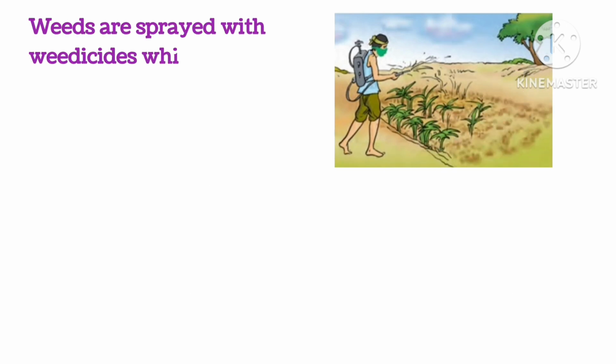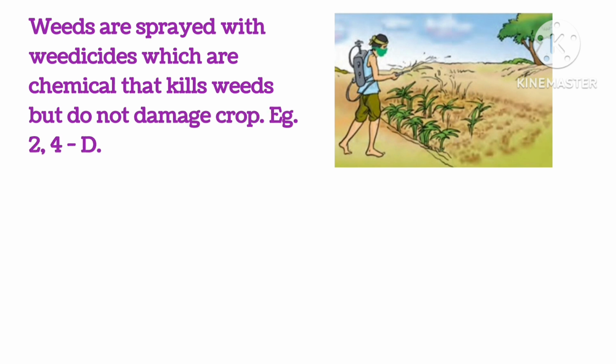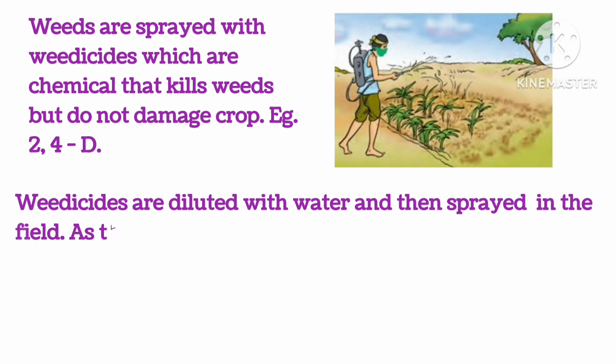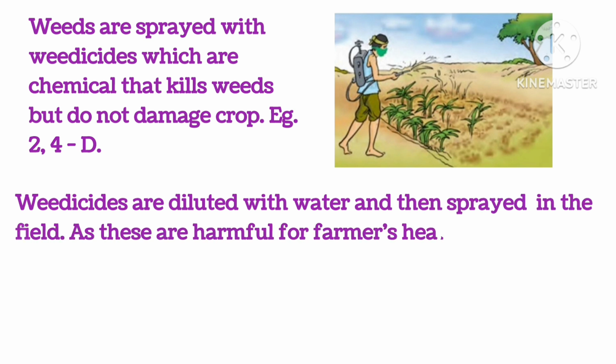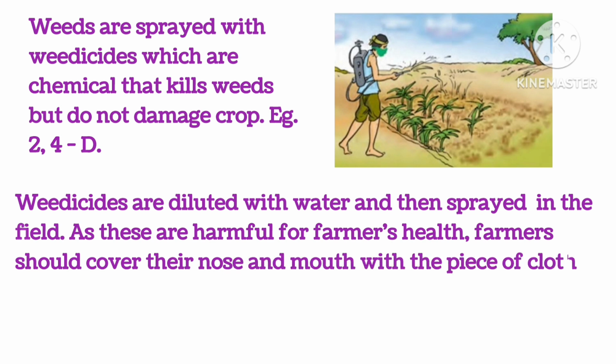Weeds are sprayed with weedicides, which are chemicals that kill weeds but do not damage crops. Example 2,4-D. Weedicides are diluted with water and then sprayed in the field. As they are harmful for farmers' health, farmers should cover their nose and mouth with a piece of cloth while spraying them.